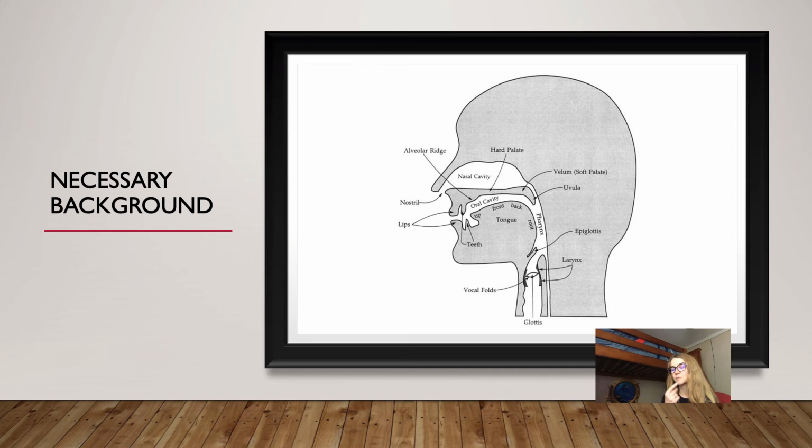onset time. So the difference between the opening of the closure, lips in this case, but it can be a different closure. It can be a t, for example, or a k, and when the vocal cords begin to vibrate. If it's longer, then you get that puff of air. So the longer voice onset time, you get a puff of air. The shorter, you don't get that.